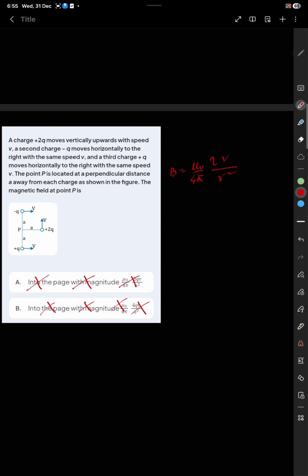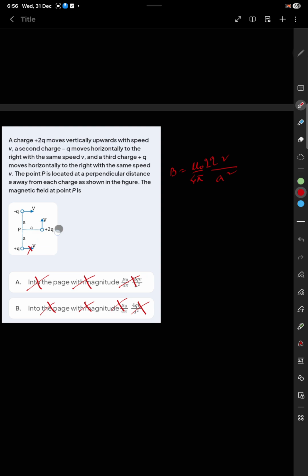Now as this charge is moving this way, if you just apply right hand rule, the magnetic field will be in upward direction for this one, and for this one it will be downward direction, for this one upward direction. So these two will cancel out each other, so this one will survive, and mu naught by 4 pi, the charge given there is 2q, so mu naught by 4 pi 2q v by a square will be your answer, and that will be out of the page.